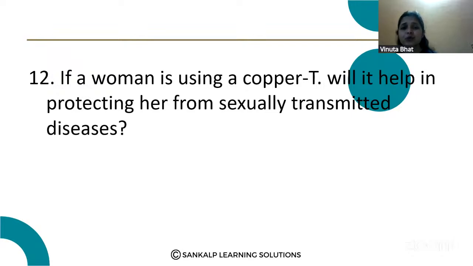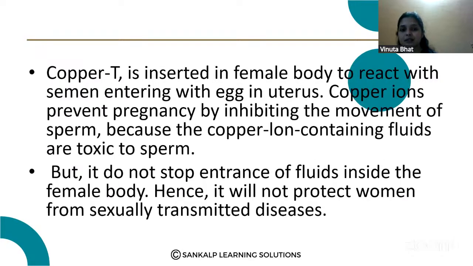If a woman is using a copper T, will it help in protecting her from sexually transmitted diseases? The copper T is used to prevent pregnancy and is kept in the uterus, but it does not help in preventing sexually transmitted diseases, because these diseases may transfer during intercourse, so she is not able to protect herself from sexually transmitted disease.